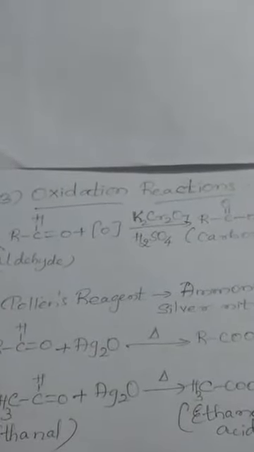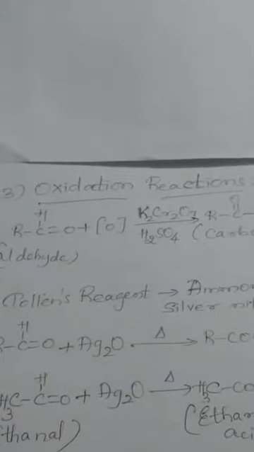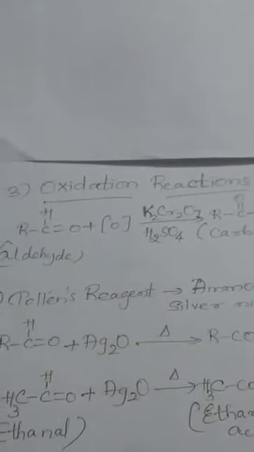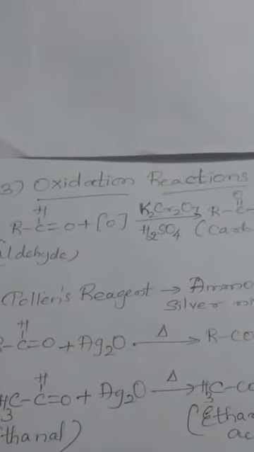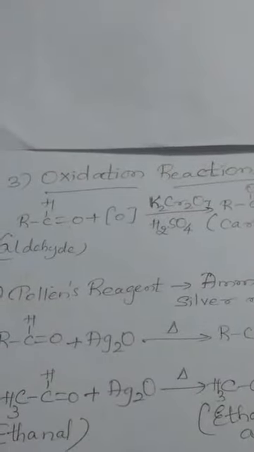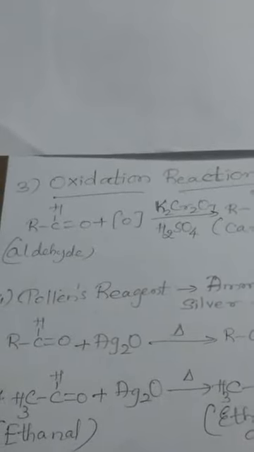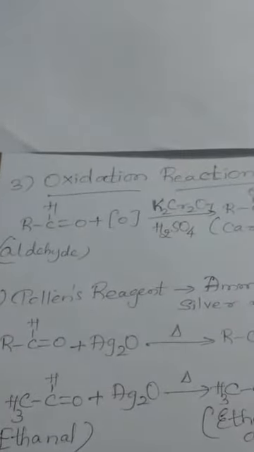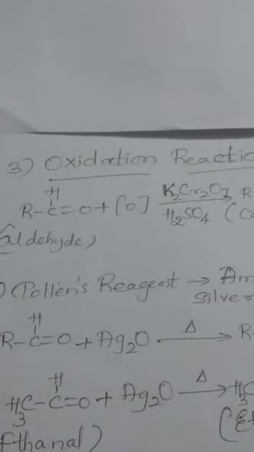Remember students, an aldehyde is very easily oxidized to carboxylic acid. What does this indicate? This indicates that aldehydes act as good reducing agents. So the oxidation reactions show the reducing property of aldehydes. Now let us look at the details of oxidation reactions.